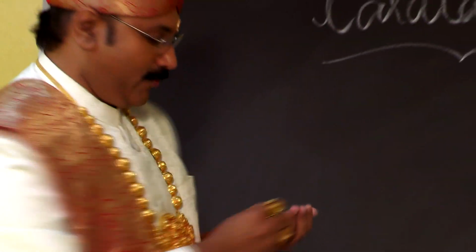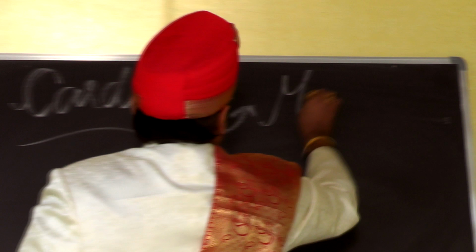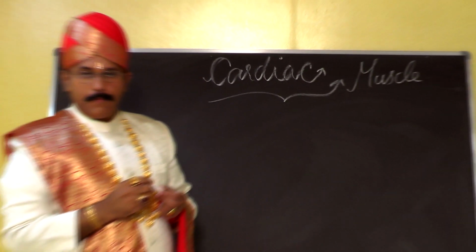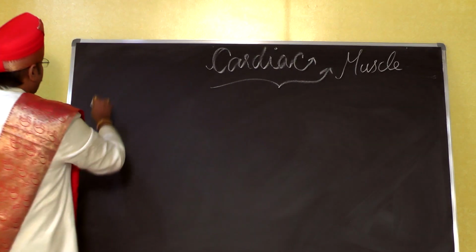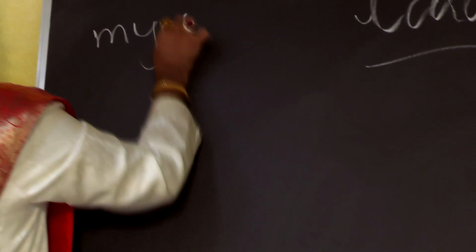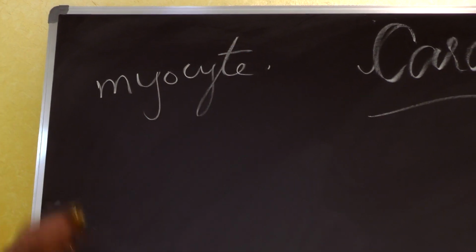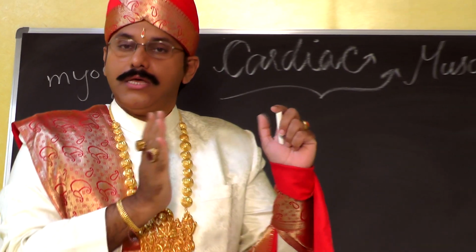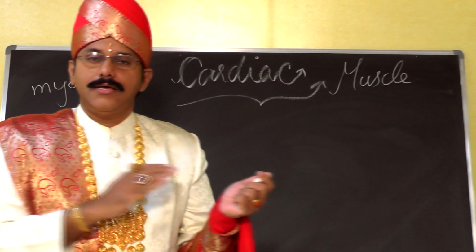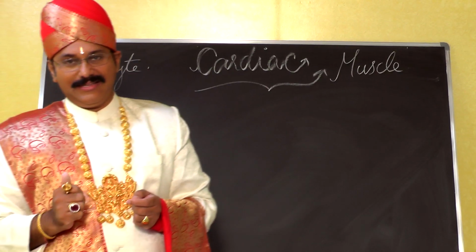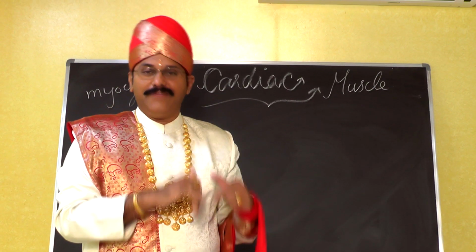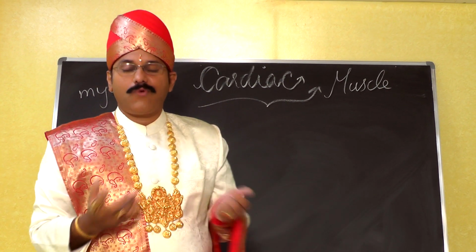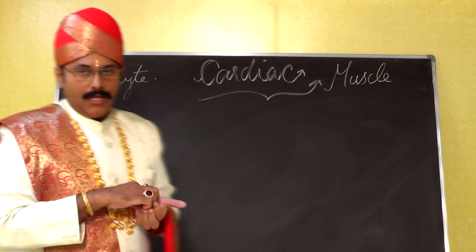Cardiac muscle we are going to discuss. The cardiac muscle fiber is also called cardiac myocyte. Now, it's interesting for us to know that this cardiac muscle has some properties of skeletal muscle, some properties of smooth muscle, and its own individual characteristic feature. Now, what are they? Let us learn.